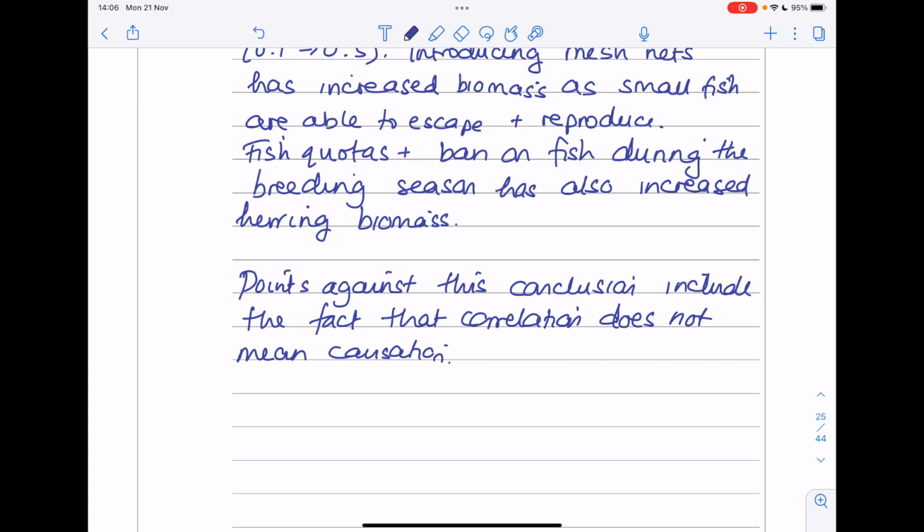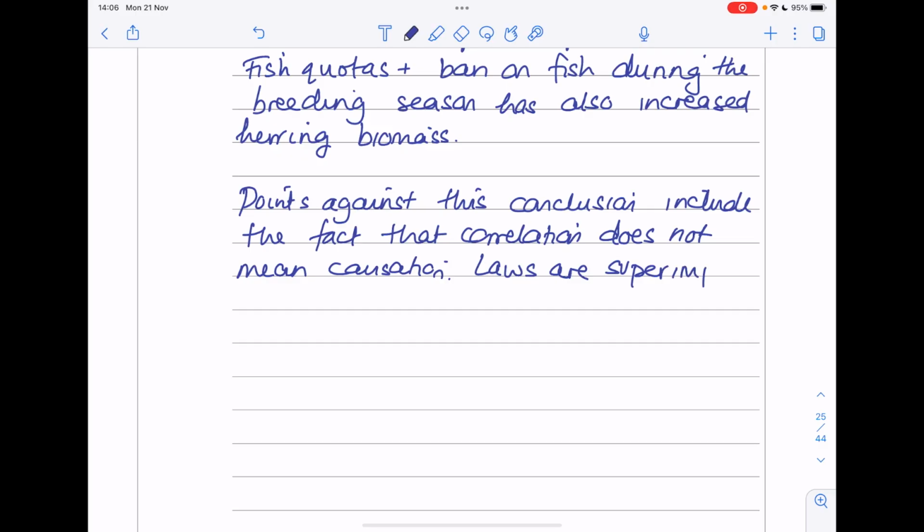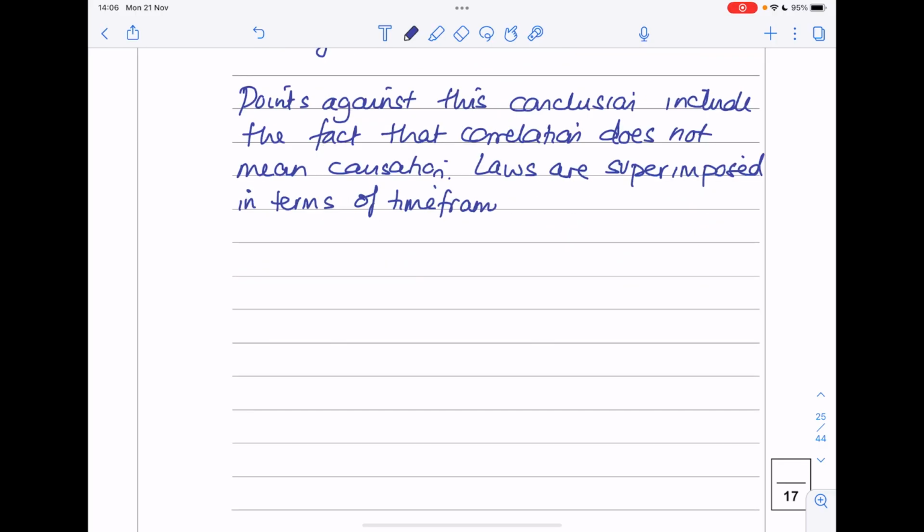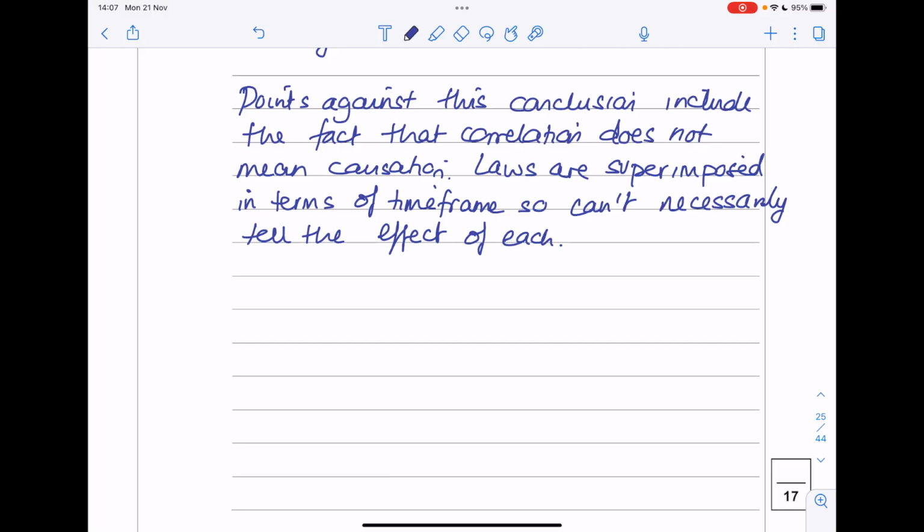Because all these laws are superimposed on top of each other, they're all overlapping, it's really hard to tell which one had the biggest effect. And one thing that's really horrible is the way that quotas work is it means that a lot of dead fish are being thrown back into the sea. So again, our data here isn't going to really hold true.